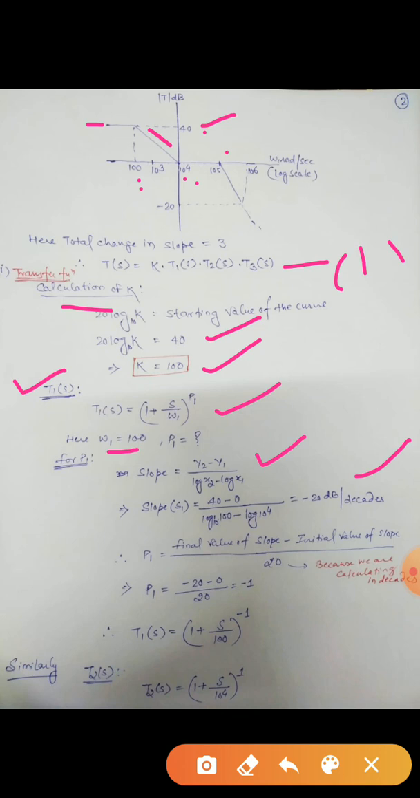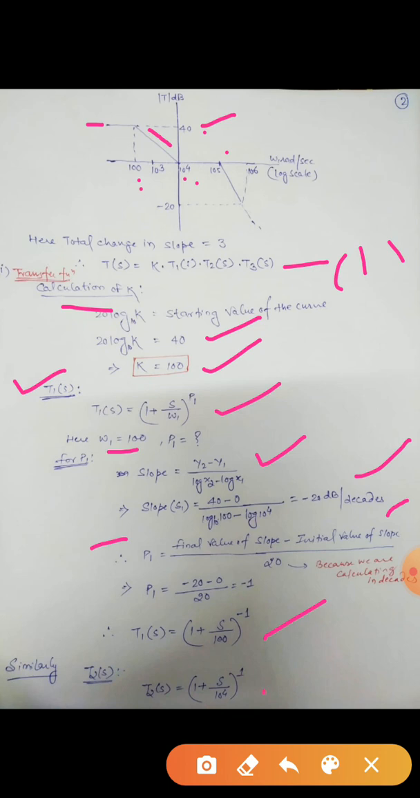Therefore we can easily calculate the value of P1. P1 is the final value of slope minus initial value of slope divided by 20. Why 20? Because we have calculated the slope in terms of decades. So P1 is equal to minus 20 minus 0 divided by 20, that is equal to minus 1. Therefore the power of T1 of s, which is P1, is equal to minus 1. So the final value of T1 of s is equal to 1 plus s by 100 to the power minus 1. This is how we can calculate the value of T1 of s.